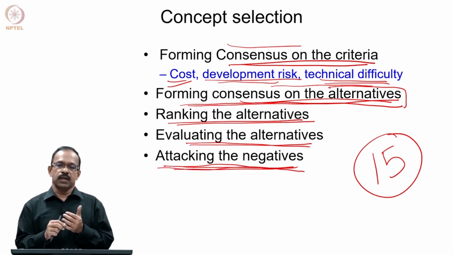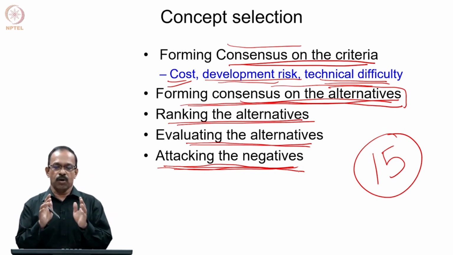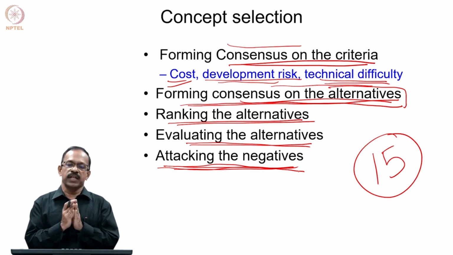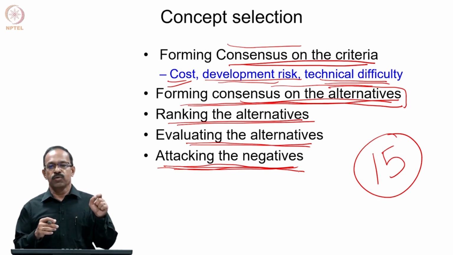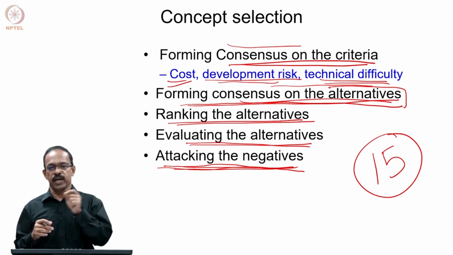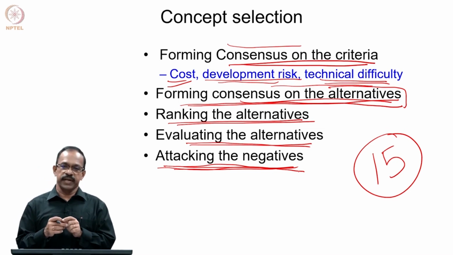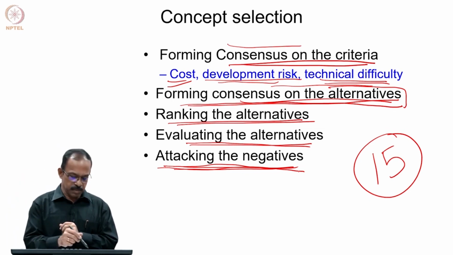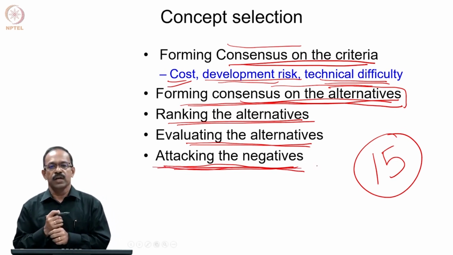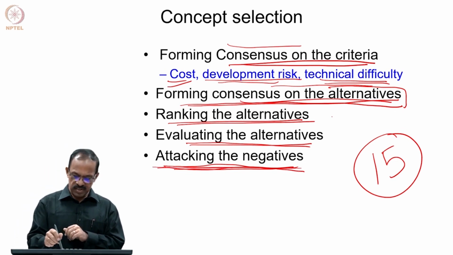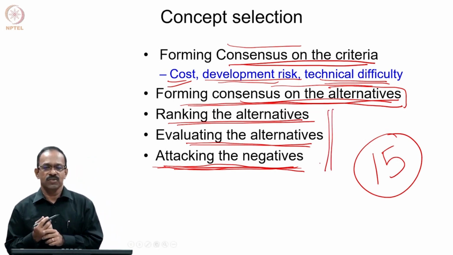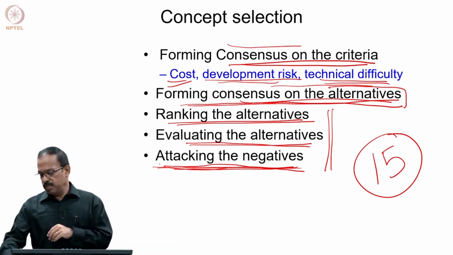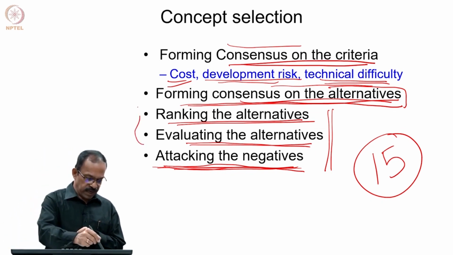It can be either combining two concepts. If the concepts have complementary, positive features, then you can combine them and improve the concept, or you can take the good attributes of one of the concepts and add them to some other concept, or you can attack the negative attribute of a concept by improving it and making it better. So, there are multiple ways in which you can attack the negatives in a concept. So, it is not only just ranking the alternatives and going through the ranks, but it is attacking the negatives also. Okay, so this can be done as part of the ranking.